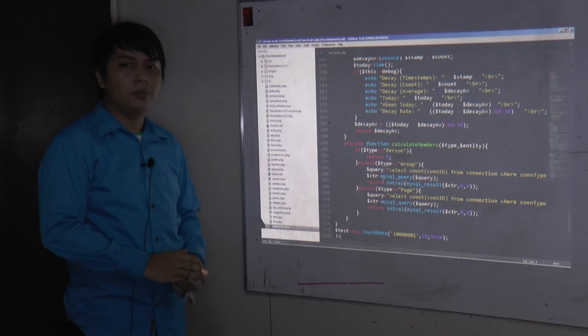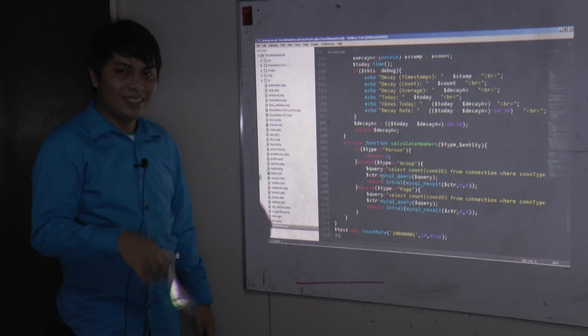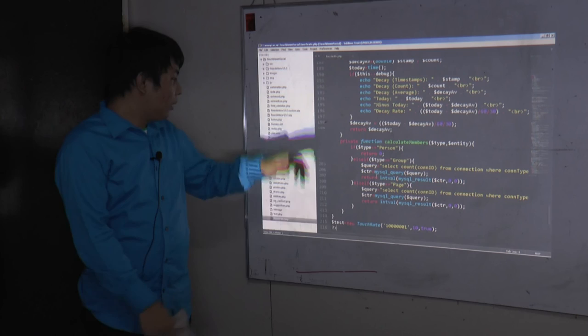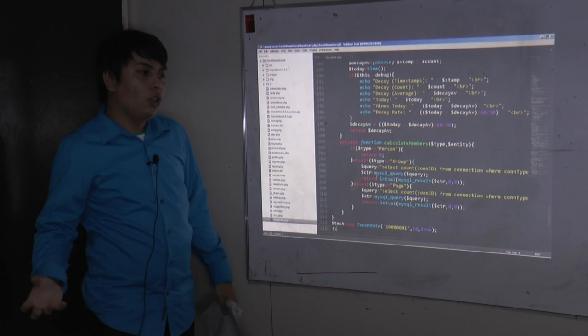Ano ang kulang, sir? Ayun, sir, kulang pa ako sa data ng actual na social networking site users.